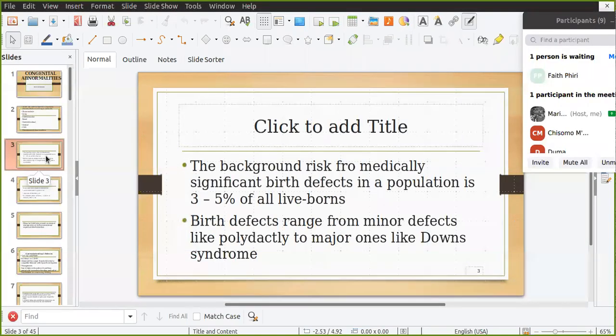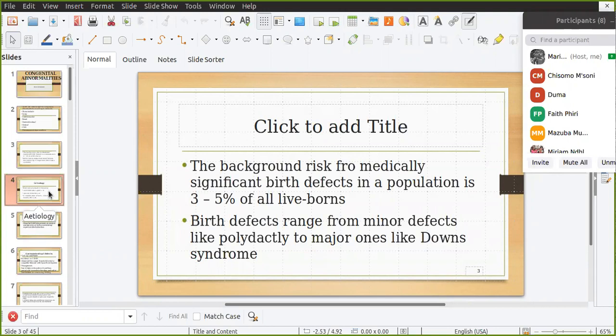So if we look at the background or the risk for these congenital abnormalities, the defect in a population is about 3 to 5% of all babies that are born alive, or those babies that are born past the gestation age. These birth defects range from minor defects like polydactyly to major ones like Down syndrome. When we talk about polydactyly, we're talking about people who are born with excess toes or excess fingers.